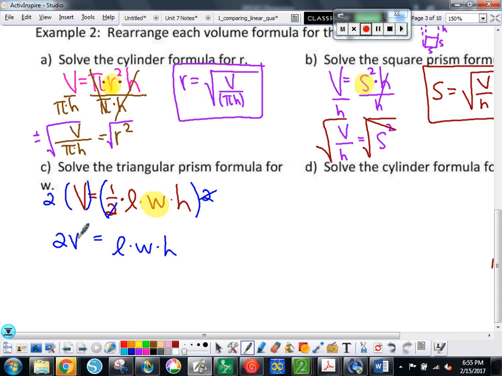Now you're trying to get W by itself, so we need to cancel the length and the height. The lengths cancel, the heights cancel, so W equals 2V over LH.